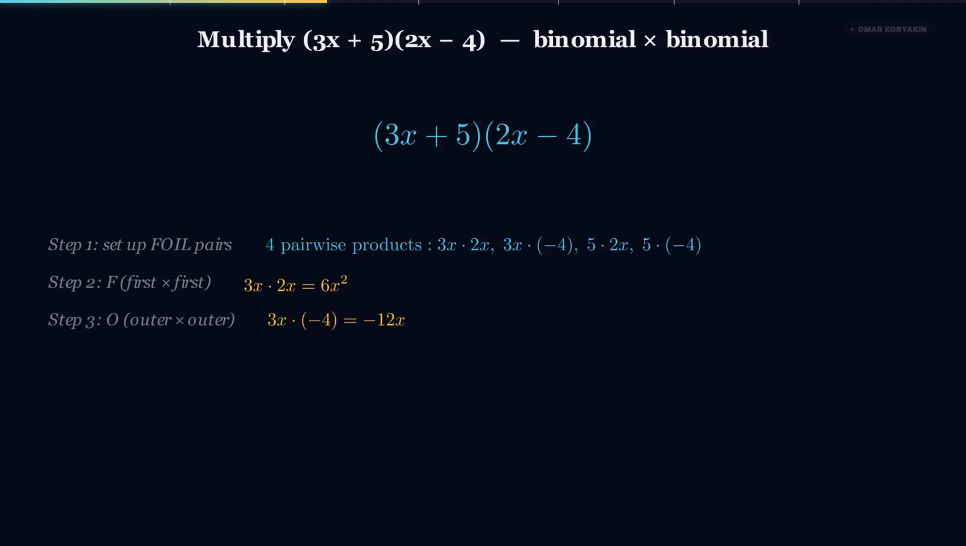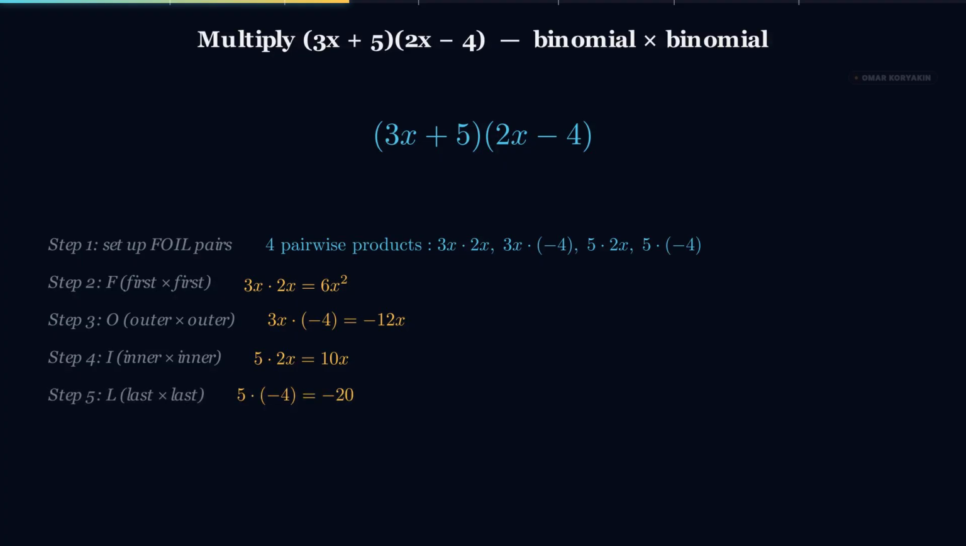Step 3. Compute the second product. 3x times negative 4 equals negative 12x. Multiply coefficients: 3 times negative 4 equals negative 12. The variable part is x to the 1, unchanged. Step 4. Compute the third product. 5 times 2x equals 10x. Multiply coefficients: 5 times 2 equals 10. The variable part is x to the 1.